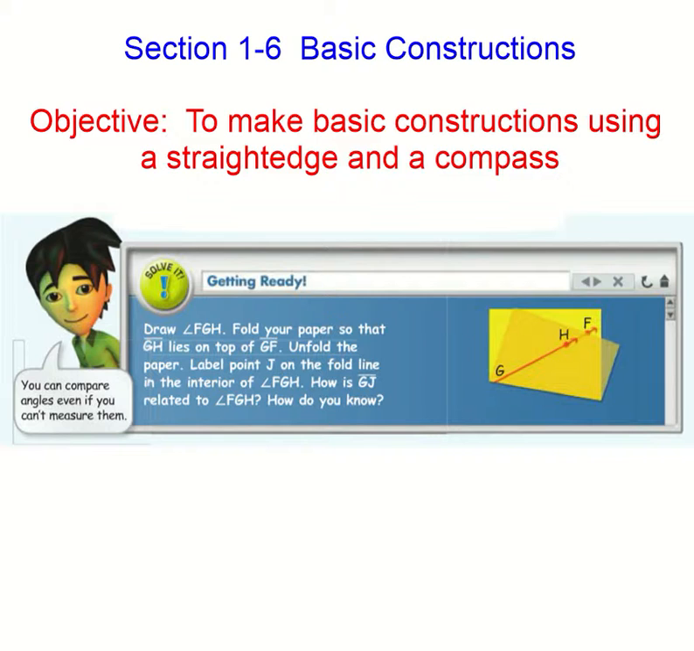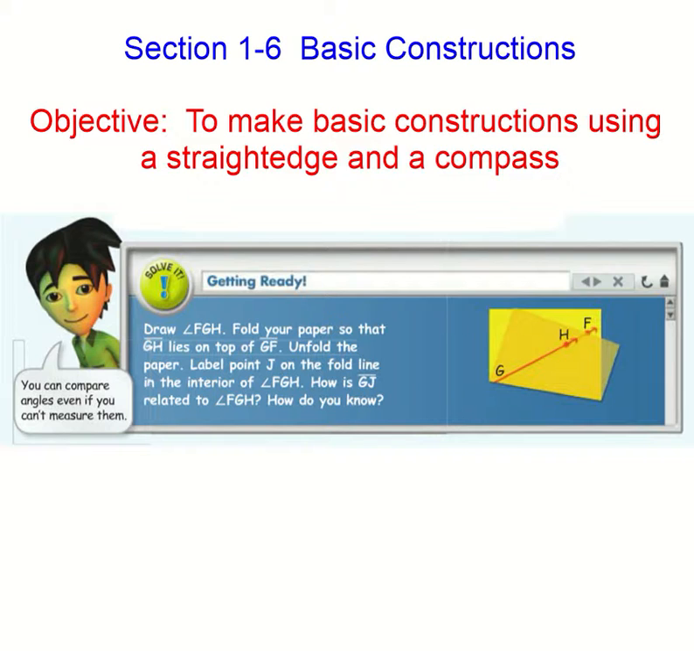And so, if we look at this first problem to think about, it says draw angle FGH. Fold your paper so that GH lies on top of GF. Unfold the paper, label point J on the fold line in the interior of angle FGH. How is GJ related to angle FGH? How do you know?